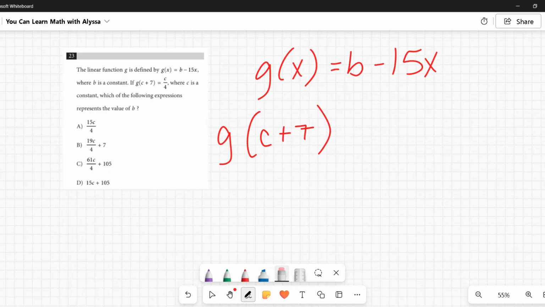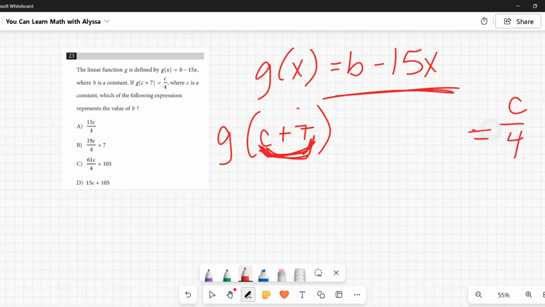So then they're saying, okay, so what is b? If this made you go a little, what? I understand. It's not likely that you've seen a problem exactly like this in your math book, but we have to use what we've learned in math class to figure this out. So g of c plus 7, it's saying when I plug c plus 7 in as my x value, so everywhere over here there's an x, I'm going to plug in c plus 7. And then when I do that, and I do this math, I'm going to get c over 4.